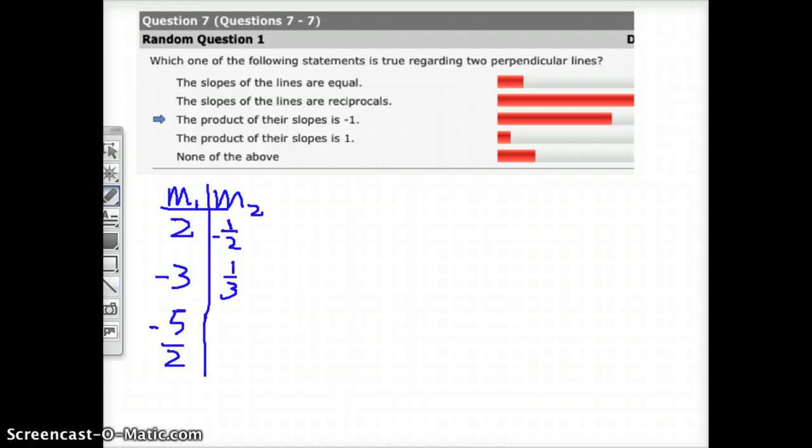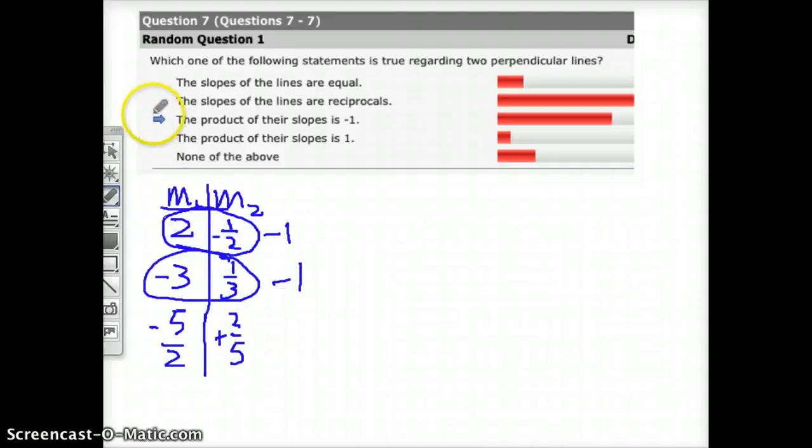Okay, this question is talking about which one of the following statements is true regarding perpendicular lines. If you notice, they're negative reciprocals of each other. So this one would be plus 2 over 5. If we multiply these, we would get a negative 1. That's why the answer is right here. Okay, hope that helps you out.